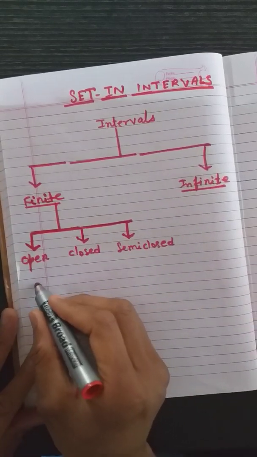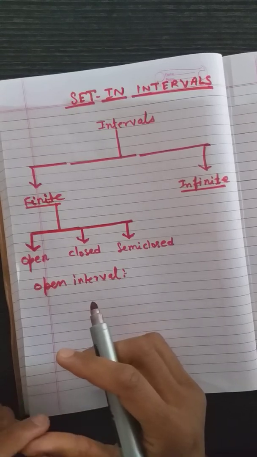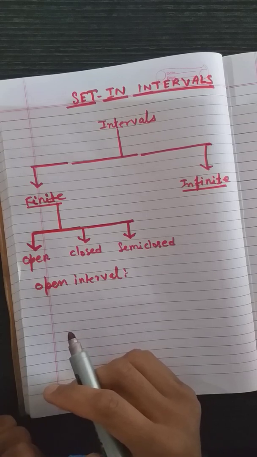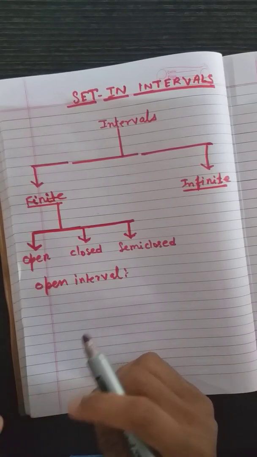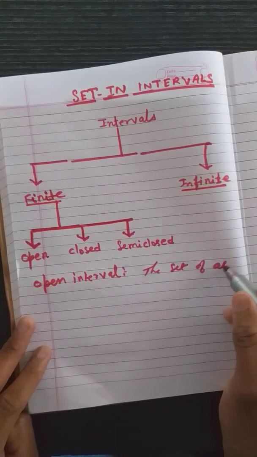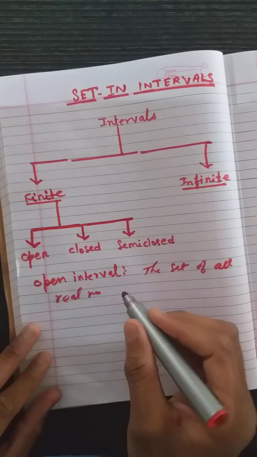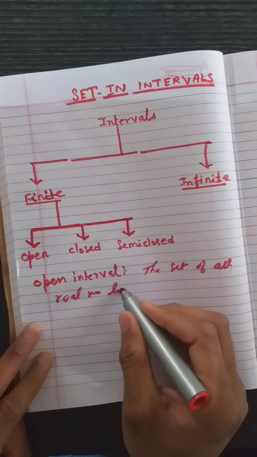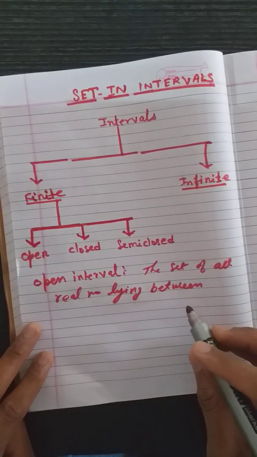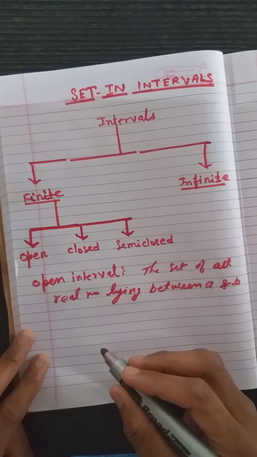Open interval. The set of all real numbers lying between A and B is said to form an open interval.